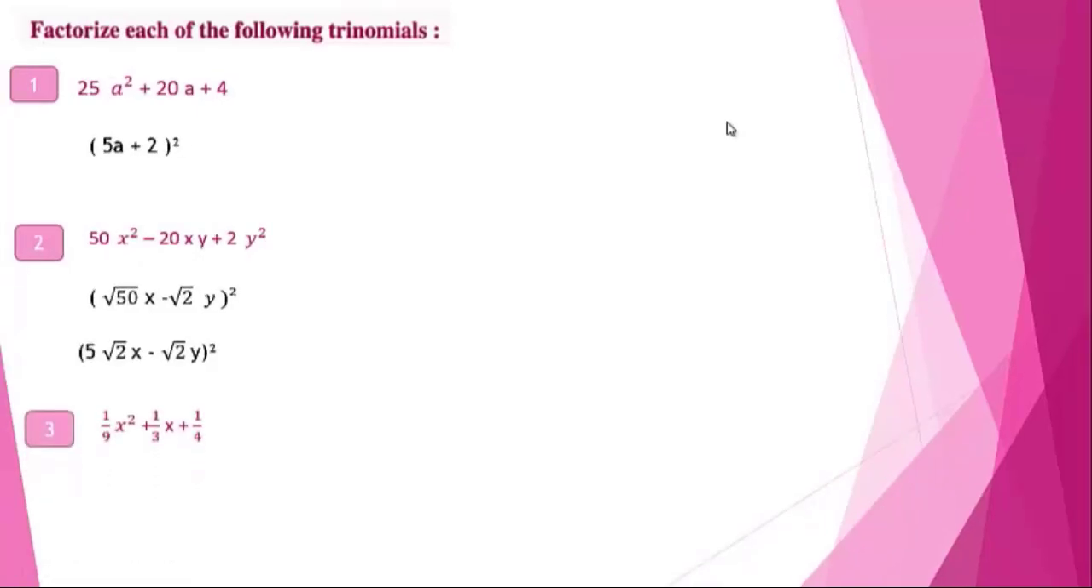The third equation, 1 divided by 9x squared plus 1 over 3x plus 1 over 4. Firstly, we check this is a perfect square. Yes, because the first term is a perfect square and the third term is a perfect square. After that, we open the bracket and find the root of the first term, 1 divided by 3x, plus, because the sign of the middle term is plus, and the root of the third term, 1 divided by 2, all to the power 2.